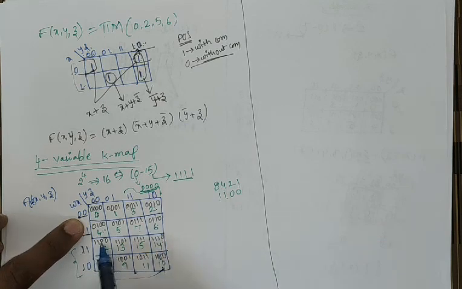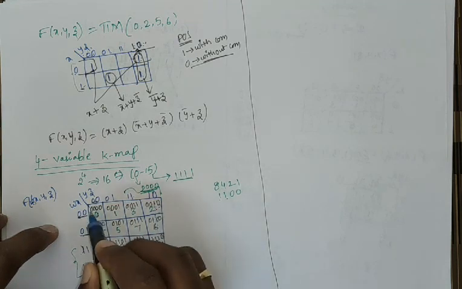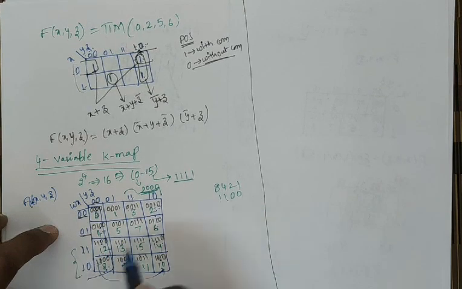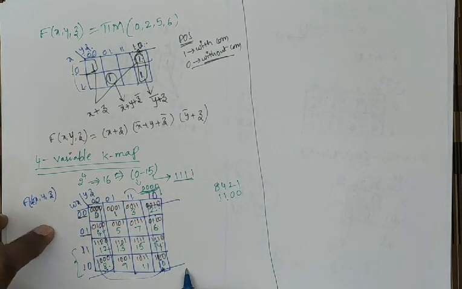12 and 14: only the second position is variable. 4 and 6: only the second position changes, same as 0 and 2. Only the second position is changed. So this is adjacent to this one, this is adjacent to this one, this is adjacent to this one. That means this entire row is adjacent to this row. Understand? This entire row is adjacent to this row.